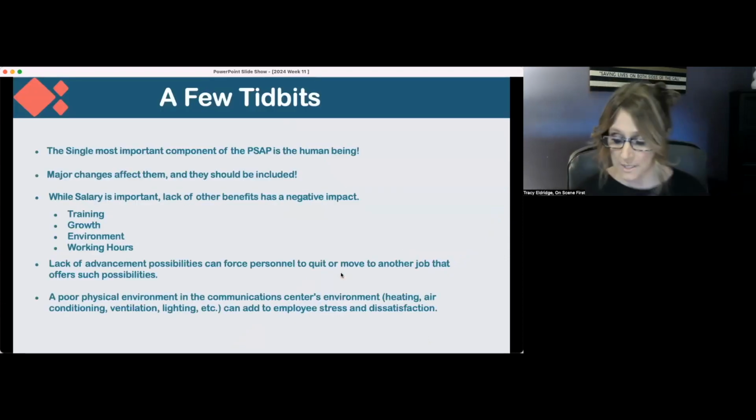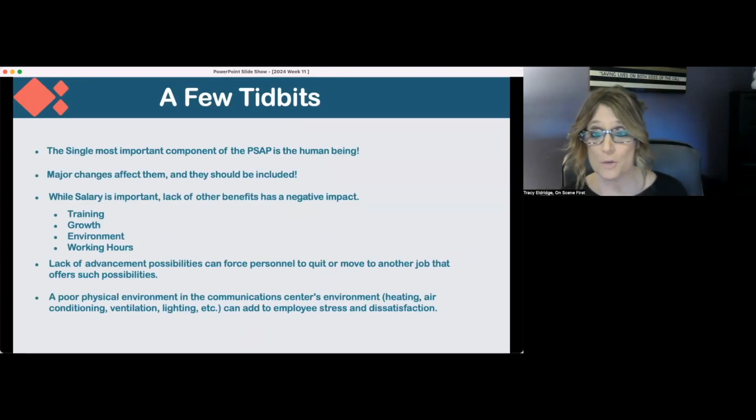So just a few tidbits that they want you to know is that the single most important component of the PSAP is the human being. And if you know me, you know that I agree because I am a people-driven person. I could go on for a long time about the conversations that I want to have with folks about the importance of our people being the most important component.